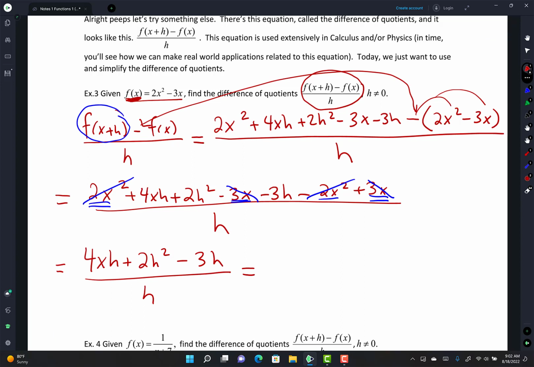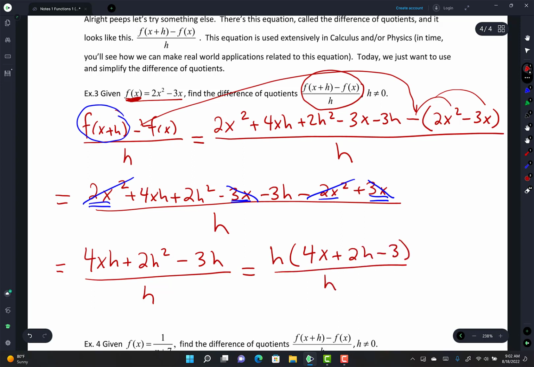Notice that these three terms in the numerator all have something you can factor. What can you factor? An h. Here's my h factored out: h times (4x plus 2h minus 3), close it, all over h. And now that I have h times something over h, what can I cancel? Yeah, the h's, because this is h times something divided by h. So now those cancel out. And here is your answer: 4x plus 2h minus 3.